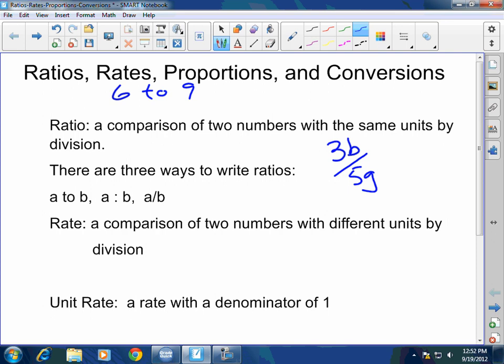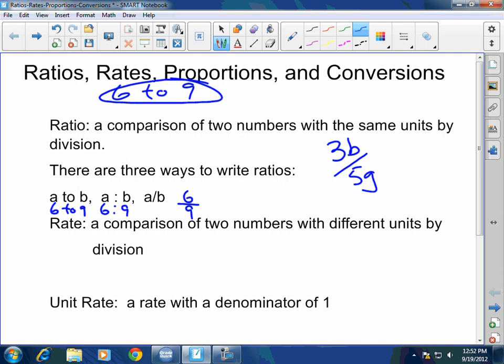There are 3 ways to write ratios. You can simply say A to B. So for example, for the 6 to 9 example, this is 6 to 9. Or you could go 6 colon 9, or you could write it as a fraction, 6 over 9. 3 ways to write a ratio. Ratio, remember, is a comparison of numbers, but those numbers have the same kind of units.